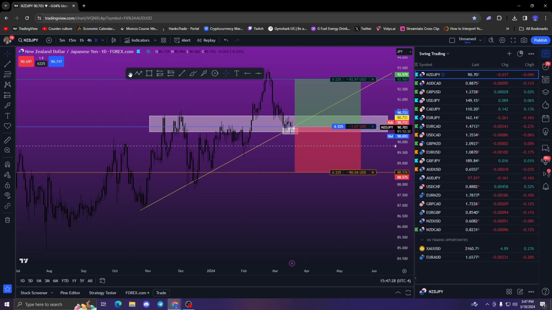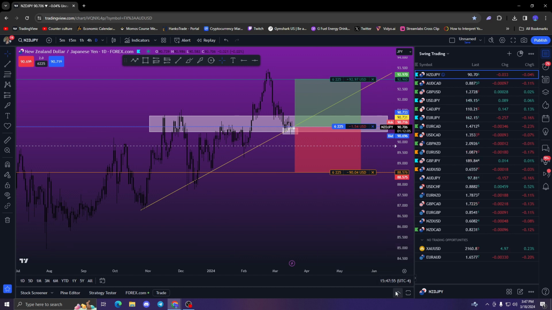I'm going to take you guys through the pairs that I have listed on the screen, and we're just going to go through possible trade setups for this week to come. So let's just get right into this. Looking at NZD JPY on the daily, this is a trade that I'm currently in as we're speaking.